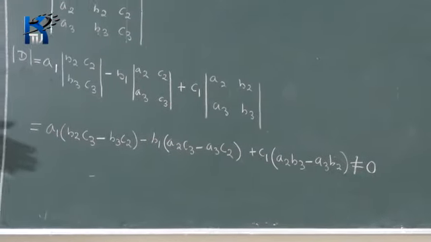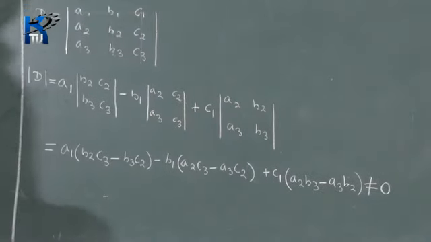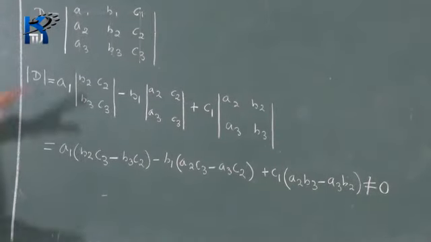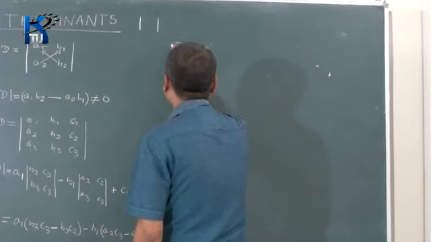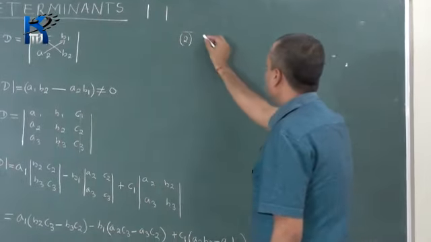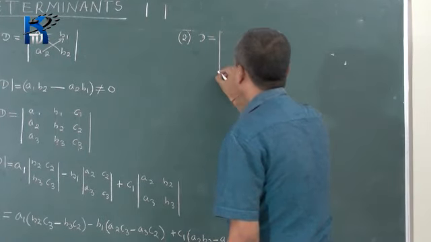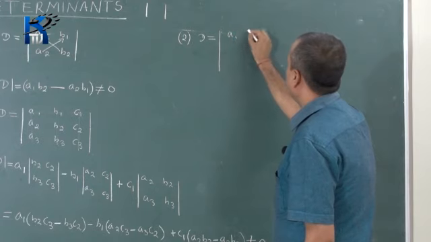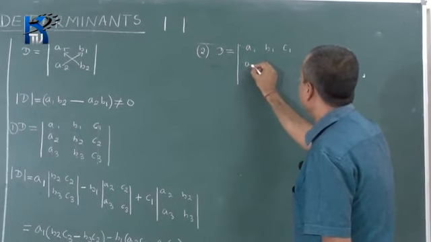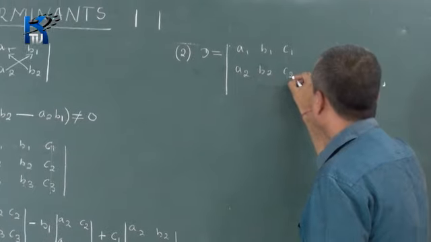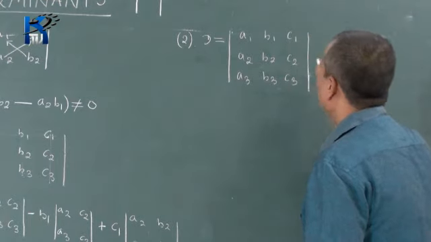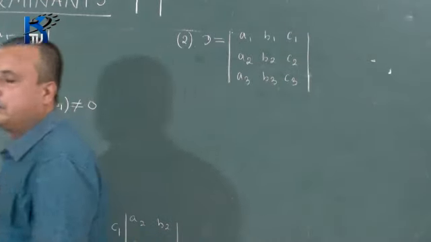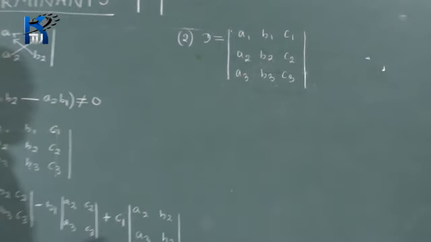This property is very, very important, and while solving the numericals, I'll use these properties frequently. Clear? That was the first one. Now the second condition. Again I am going to consider one determinant. The determinant is A1, B1, C1, A2, B2, C2, A3, B3, C3.